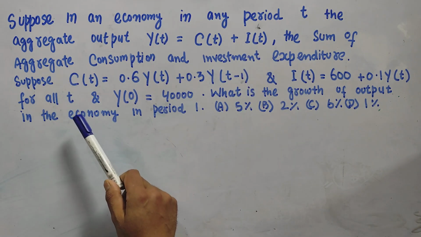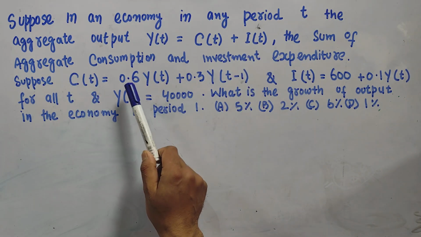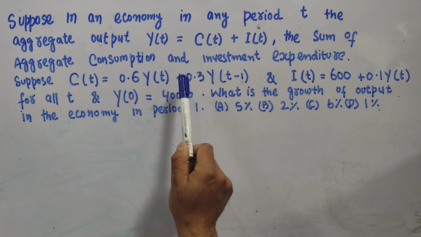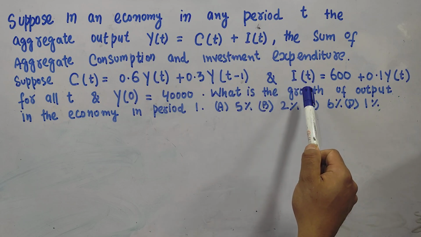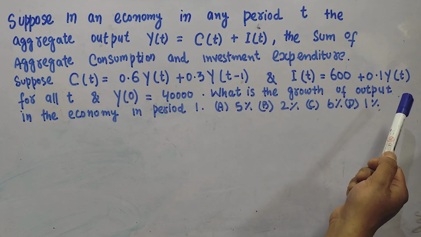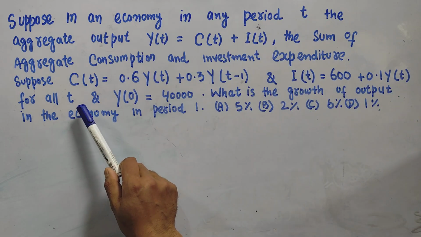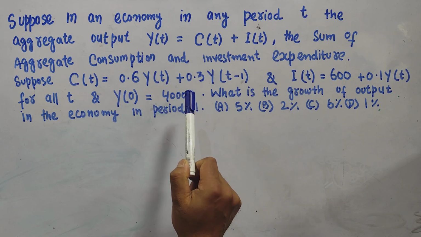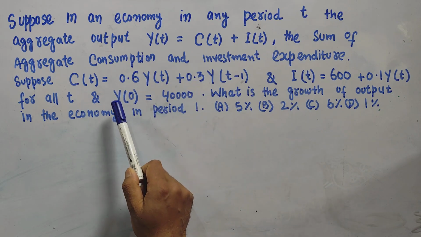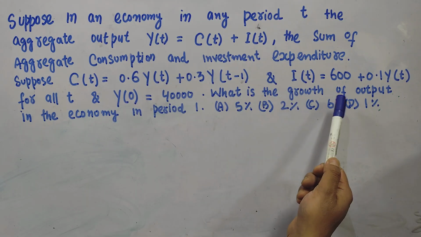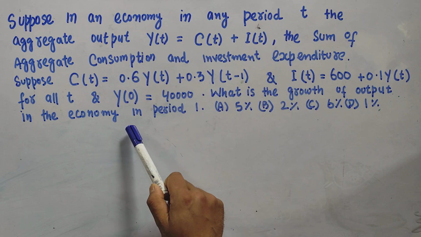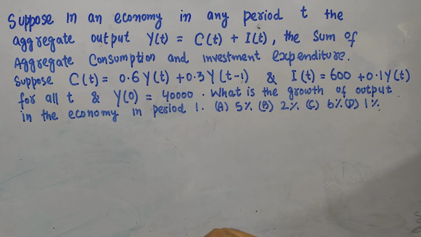Suppose the consumption expenditure at time period t is equal to 0.6 yt plus 0.3 yt minus 1, and investment is equal to 600 plus 0.1 yt for all t, and y naught is equal to 40,000. That means output in the time period 0 is 40,000. What is the growth rate of output in the economy in time period 1? We are supposed to find out.